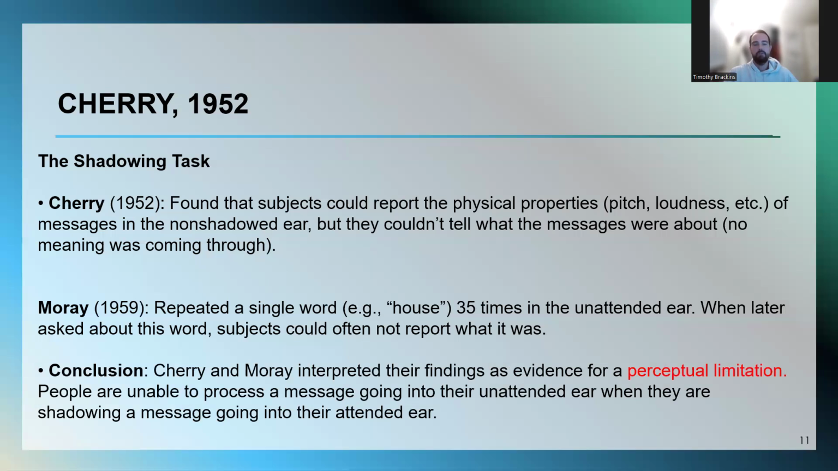So what did they take from this? Well, they interpret this as evidence of what we would call a perceptual limitation, meaning that people are unable to process a message going into their unintended ear when they're shadowing a message going into their intended ear. So this was a really critical finding and a really interesting one. And it began the search for understanding how attention is actually working. So it's not just that everything's coming in, everything's being processed. No, it's actually limiting that. We can only process a certain amount of information at a time.